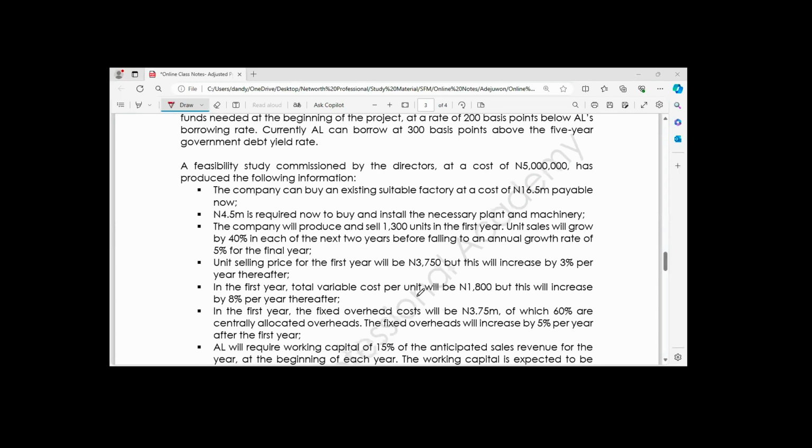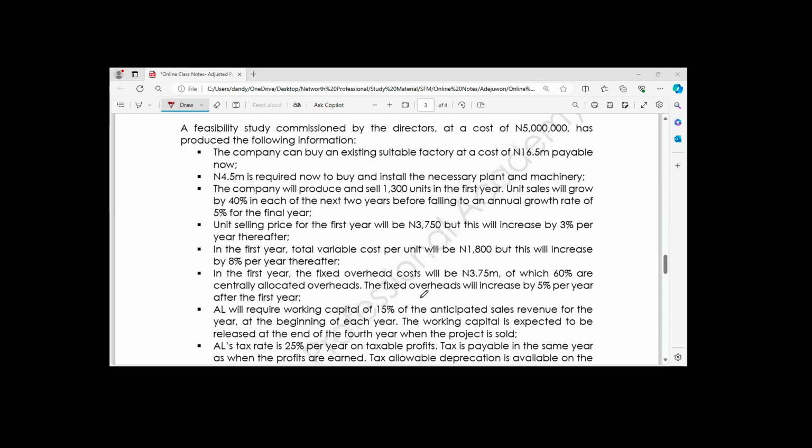Unit sales will grow by 40% in each of the next 2 years before falling to an annual rate of 5% for the final year. Five, unit sales price for the first year will be 3,750 naira, but this will increase by 3% per year thereafter. In the first year, total variable cost per unit will be 1,800, but this will increase after the first year.